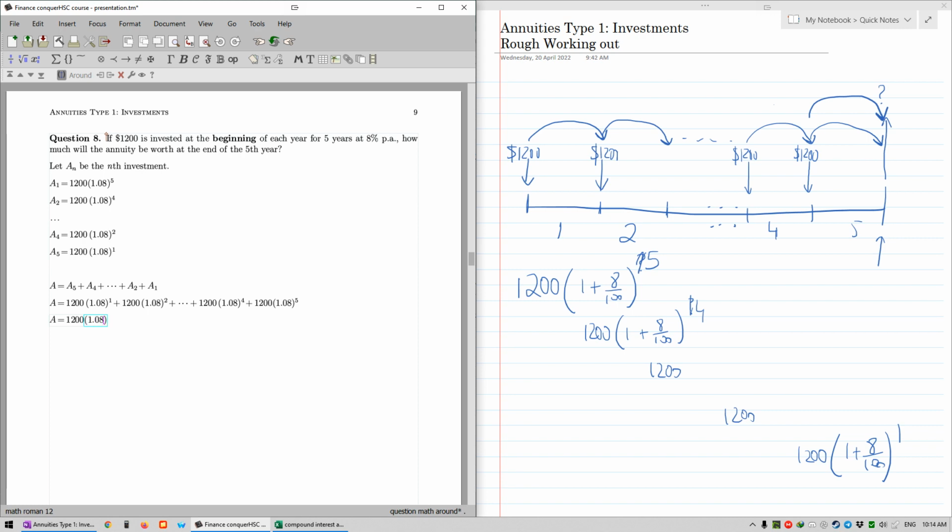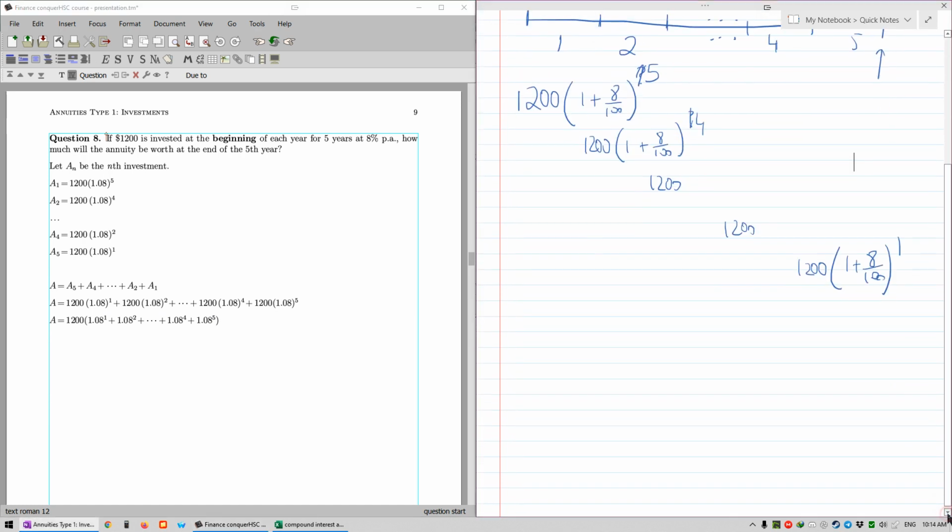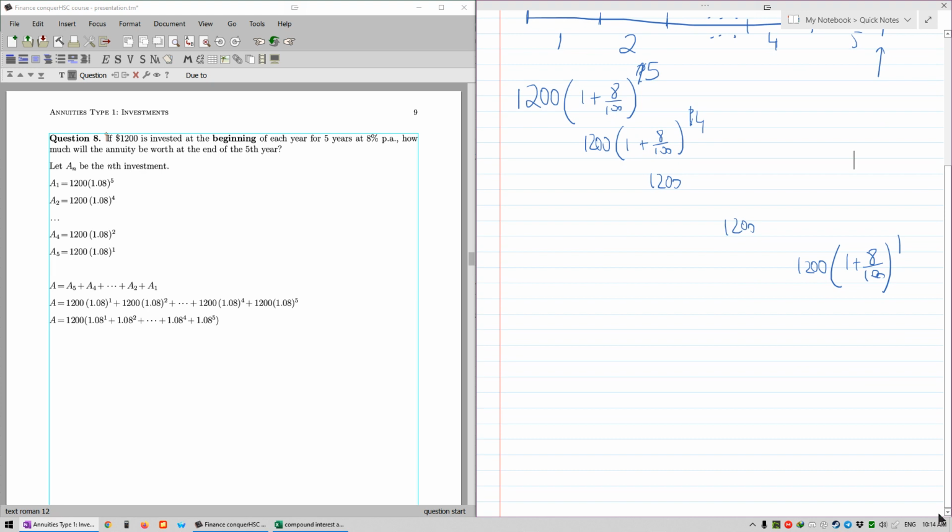And 1.08 to the 1, I write the 1 on purpose. 1.08 squared, dot, dot, dot, 1.08 to the 4 and 1.08 to the 5. Alright, that's what we have. Now we are going to apply the sum of a GP. Hopefully you remember the formula, which is A(R to the n minus 1) all over R minus 1. Okay, so that's the formula.